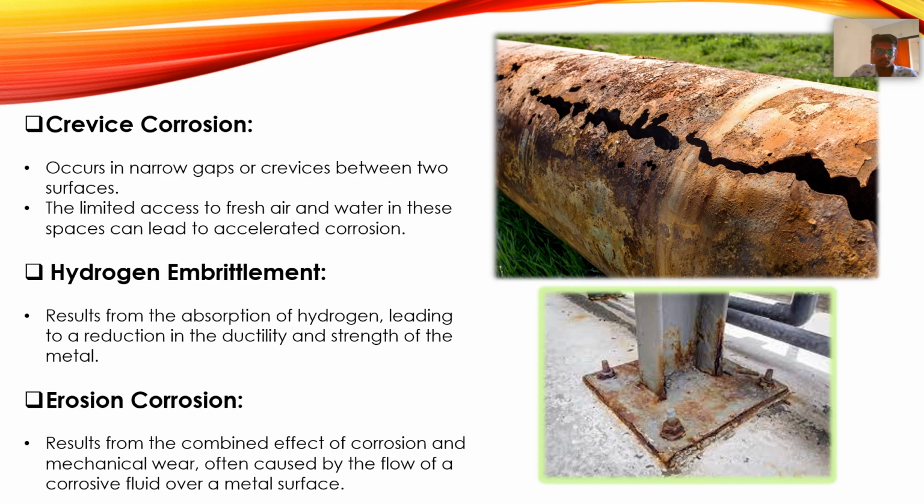Hydrogen embrittlement results from the absorption of hydrogen, leading to a reduction in the ductility and strength of the metal. Next, erosion corrosion results from the combined effect of corrosion and mechanical wear, often caused by the flow of a corrosive fluid over a metal surface.